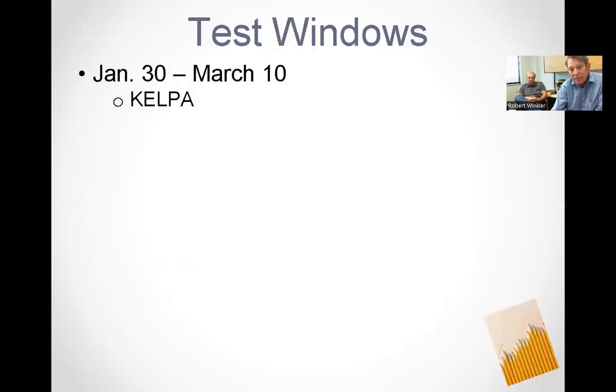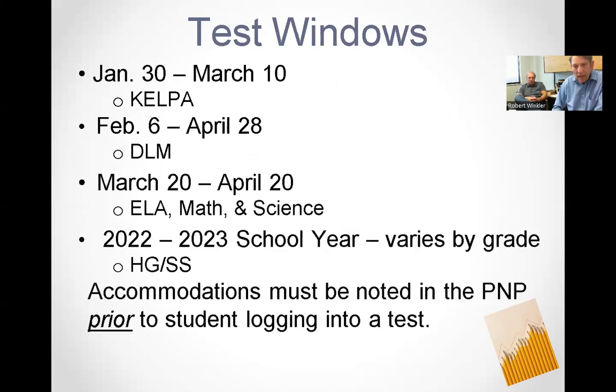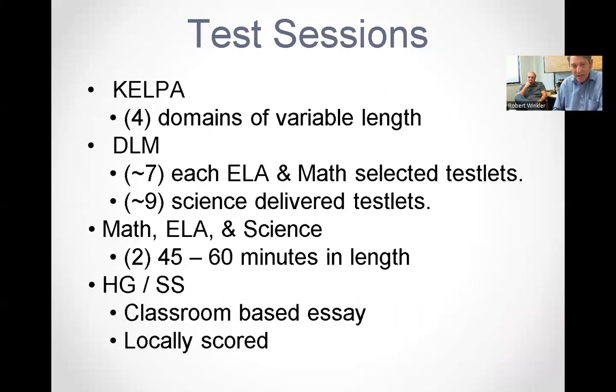Test windows. The KELPA is from January 30th to March 10th. DLM is from February 6th to April 28th. ELA, math and science are from March 20th to April 20th. History government, it's throughout the year, varies by the grade level. One thing we must emphasize that if you have an accommodation for a student, it has to be in the P&P prior to the student logging on to the test.